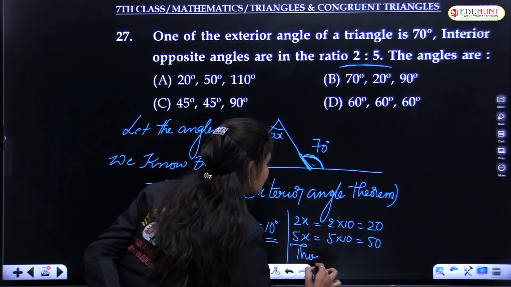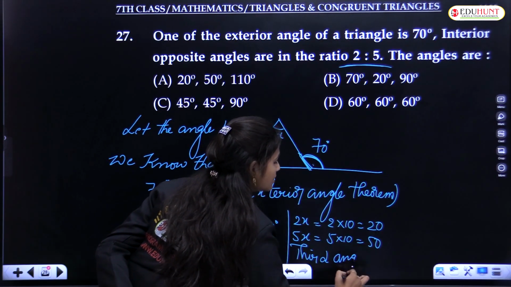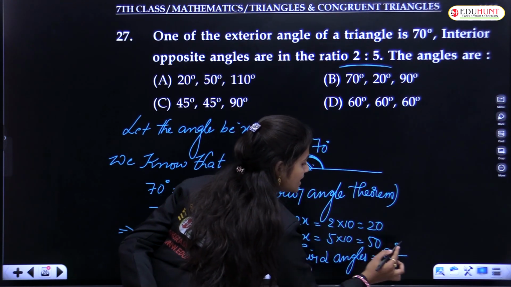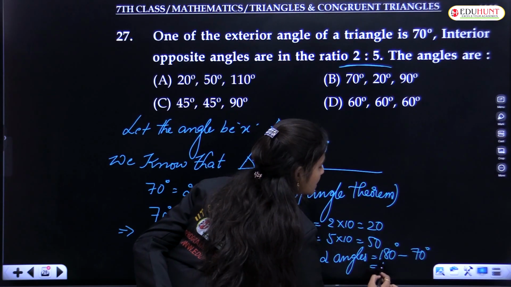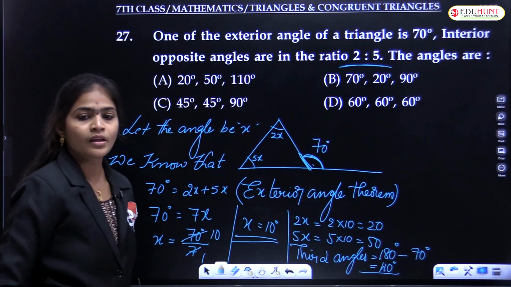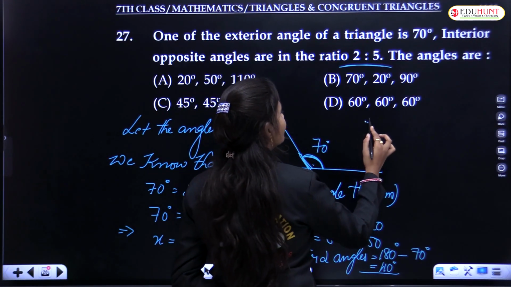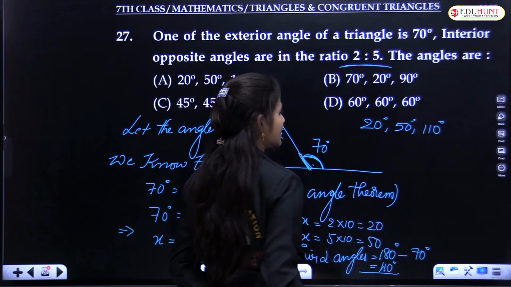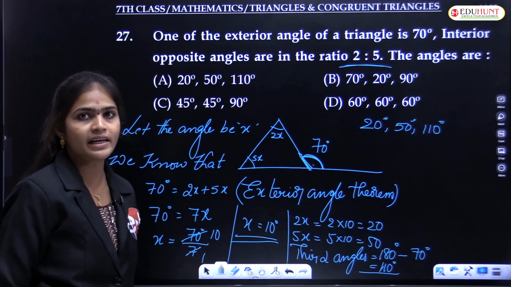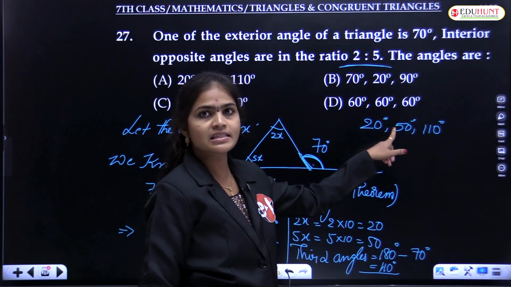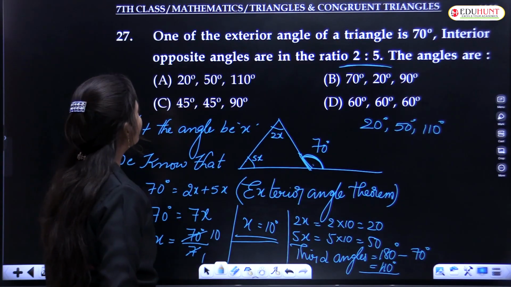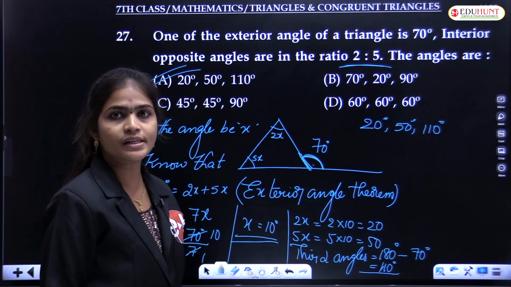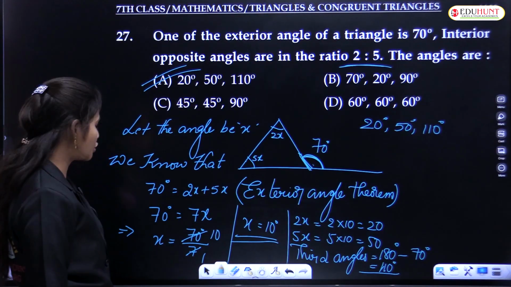So the third angle is equal to, the sum of all angles is equal to 180 degrees, no? So 180 minus the sum of 50 plus 20, which is 70 degrees, is equal to 110 degrees. Okay, so what are the angles here? The first angle is 20 degrees, the next one is 50 degrees, another one is 110 degrees. The complete sum is equal to 180, no? So 110 plus 50 is 160, 160 plus 20 is 180. So which option is correct? Yes, option A is correct here. Is it clear, children? Okay, so let us see the next question.